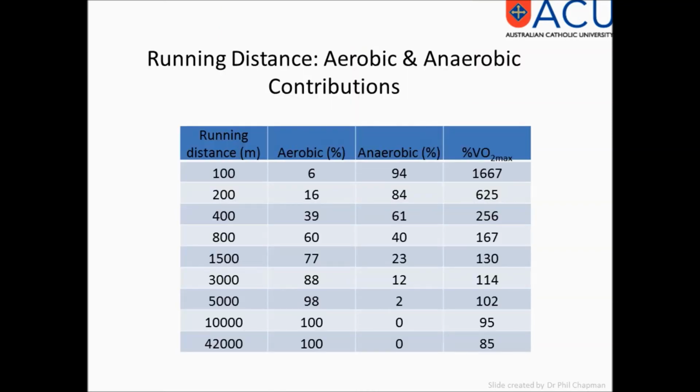So I've just done an average for all that previous chart, and this is the result. So 42 kilometers, that's your marathon. We're looking at 100% aerobic. Down to 100 meters, which is around 6% aerobic, 94% anaerobic. Now I've calculated what percent VO2 max these are run at. So the marathon's about 85% VO2 max for the best runners for 2 hours. So that's quite impressive. 10,000 meters, about 95%.